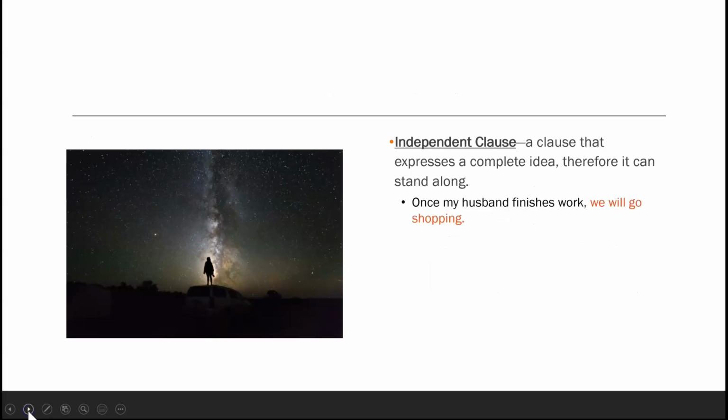An independent clause is a clause that expresses a complete idea. Therefore, it can stand alone. It should say alone, not along. So, once my husband finishes work, we will go shopping. If we take what's in black out of that sentence and we just have "we will go shopping," does that express a complete idea? It does. So "we will go shopping" is the independent clause. A simple sentence is just an independent clause.